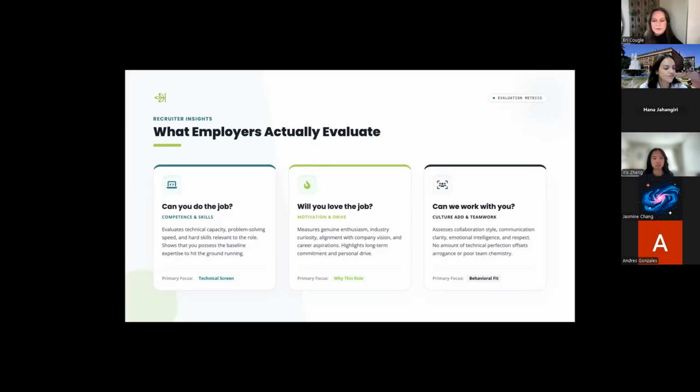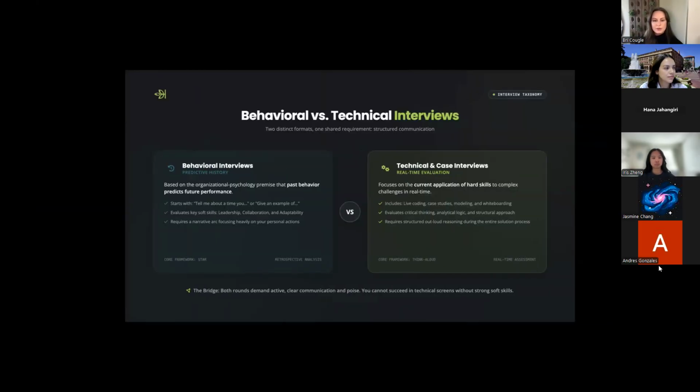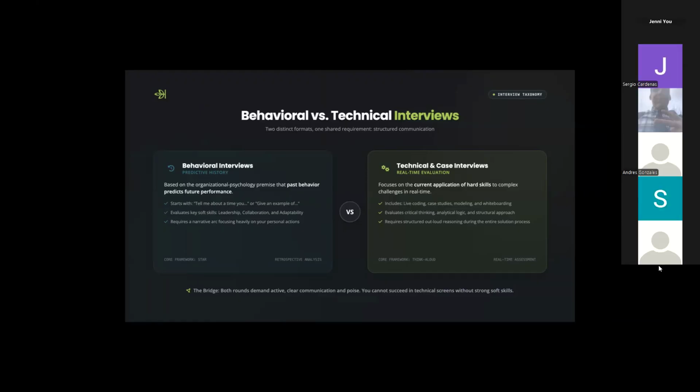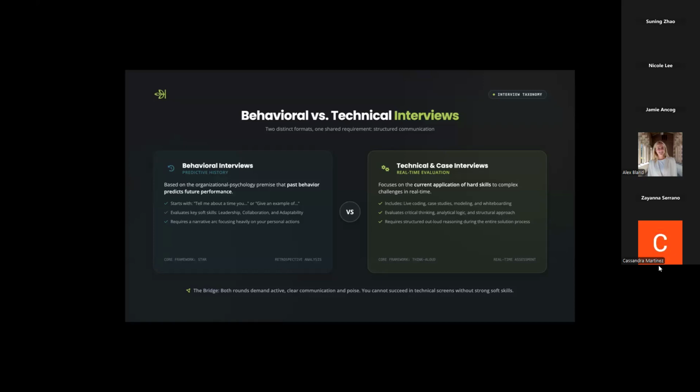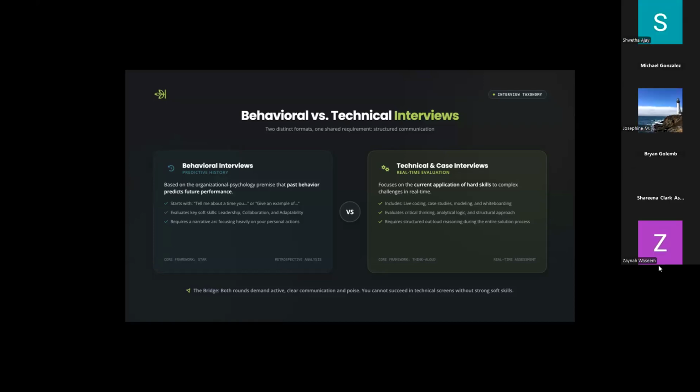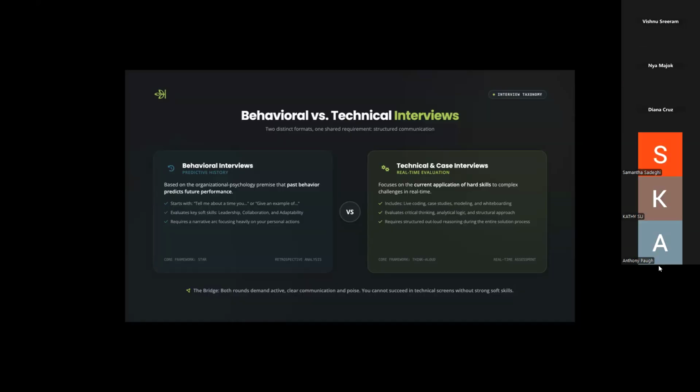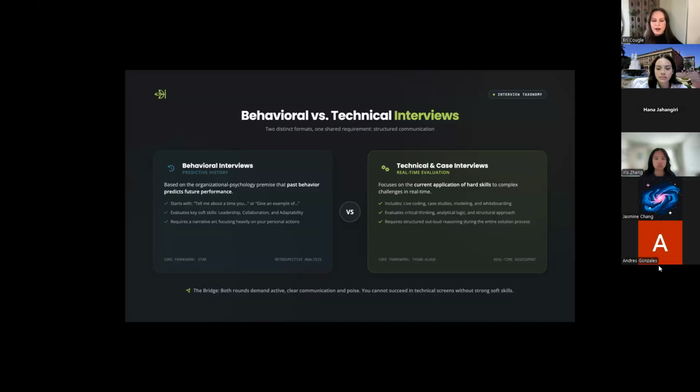So moving forward from there, I will jump into the differences between behavioral and technical interviews before we get more into how to approach each of them. So, a behavioral interview is really based on the premise that past behavior predicts future performance. A lot of these are the questions that start with, tell me about a time when, give me an example of. We're looking for your leadership, your collaboration, your adaptability, your ability to communicate generally as well, how you talk about problems and how you would approach them.